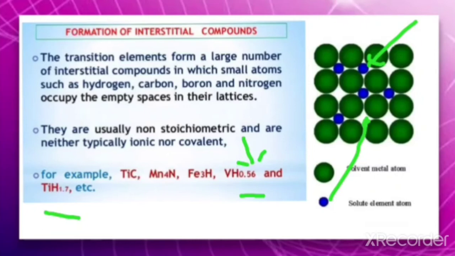They are usually non-stoichiometric and are neither ionic nor covalent. As we have discussed in the solid state, here the ratio is not fixed. So the examples are given here. There are different examples of interstitial compounds which are formed by the transition metal elements.